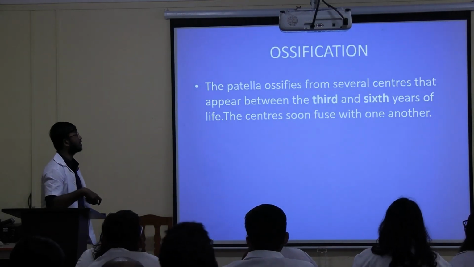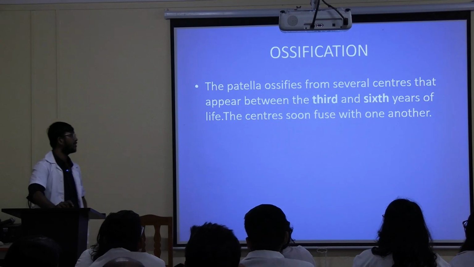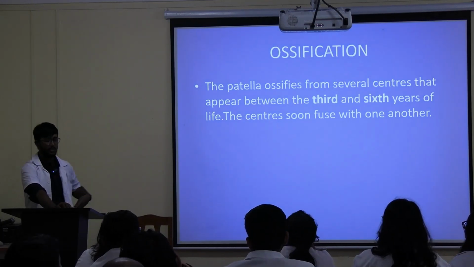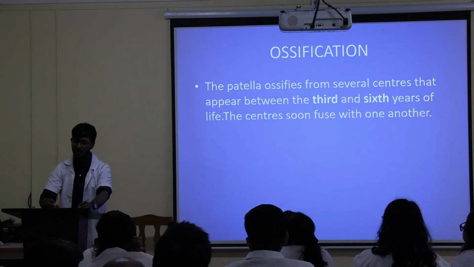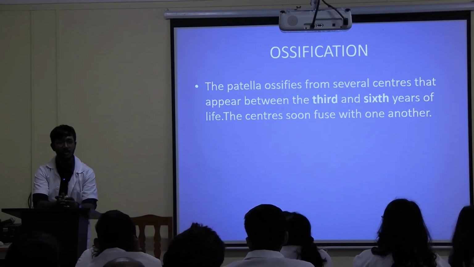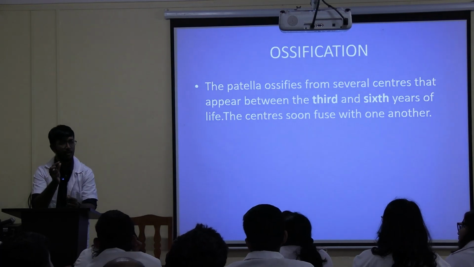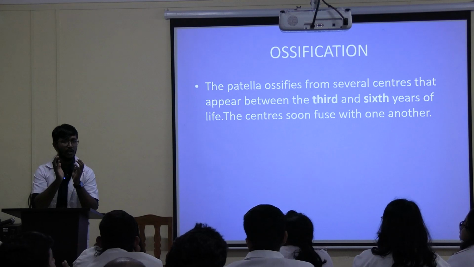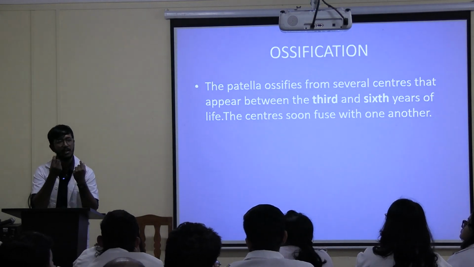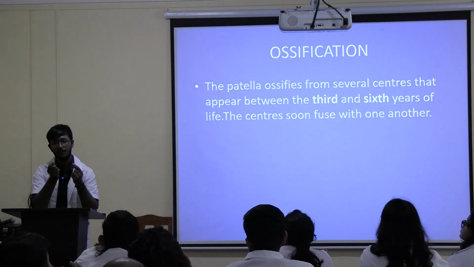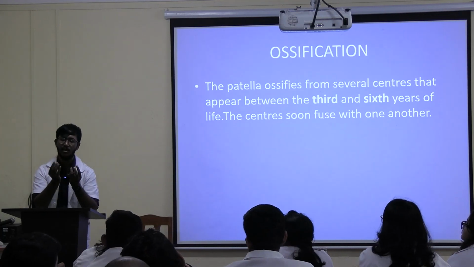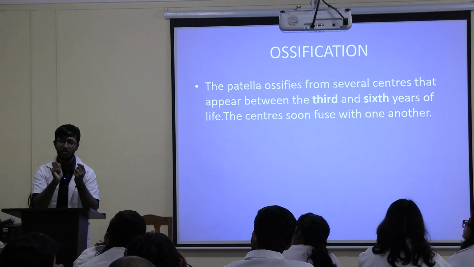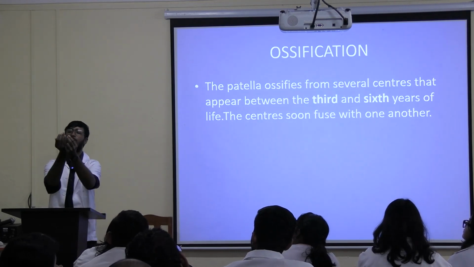So basically, ossification center: the patella ossifies from several centers that appear between the 3rd and the 6th years of life. The centers soon fuse with one another. Due to this, in some persons you will see that the patella is broken. It is congenital, from birth it is broken. It is known as bipartite patella. Bipartite patella happens because the patella has many ossification centers. If they do not ossify in a proper manner, 2 or 3 multiple bones appear. Usually 2 bones appear. That is not a fracture, that is a congenital condition. The patella will be separated.